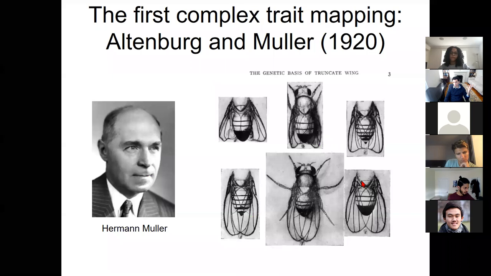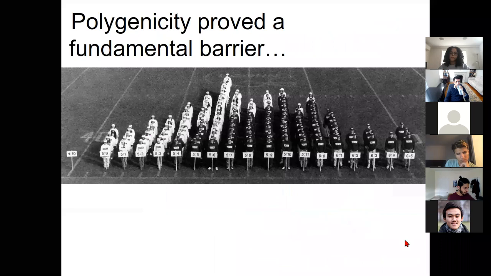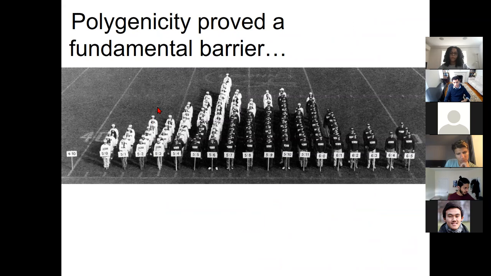So the first such example was in the genetic basis of truncate wing in Drosophila, where you could actually see that there are multiple contributors to that. And with traits like height, which are extremely heritable, we've come to realize that there are thousands of genetic variants, each contributing less than a millimeter to your height.